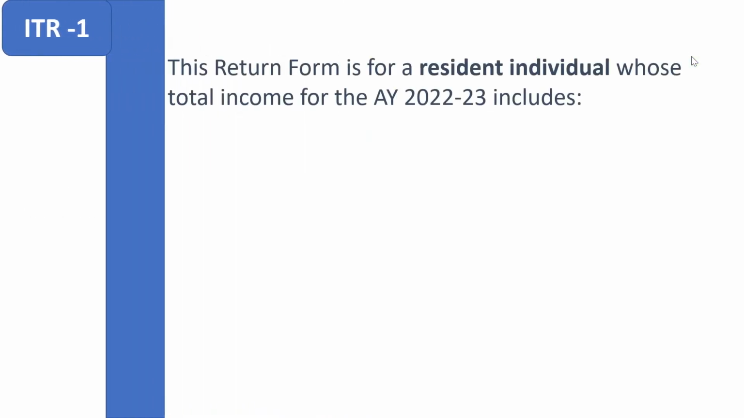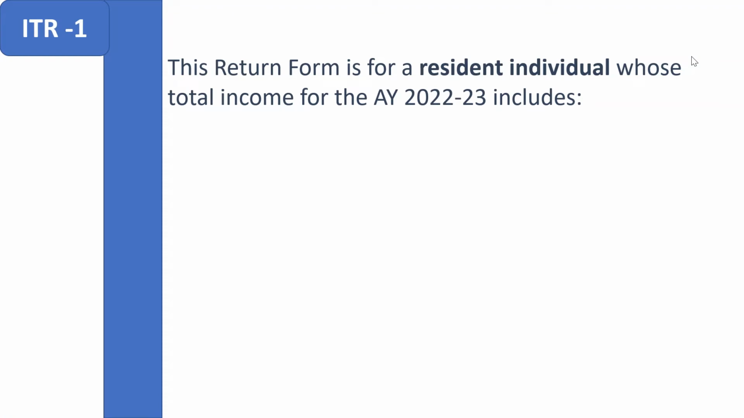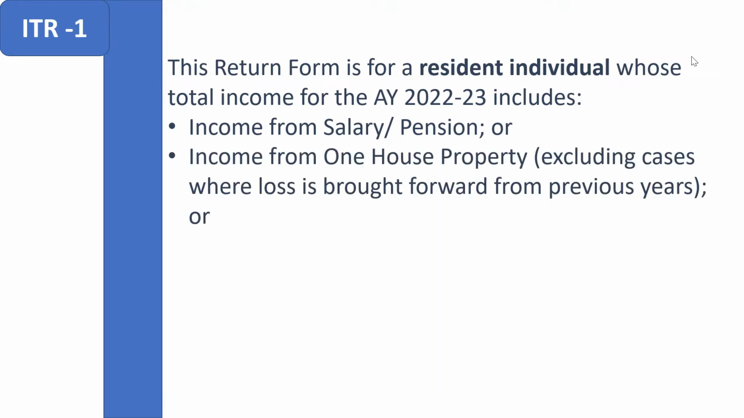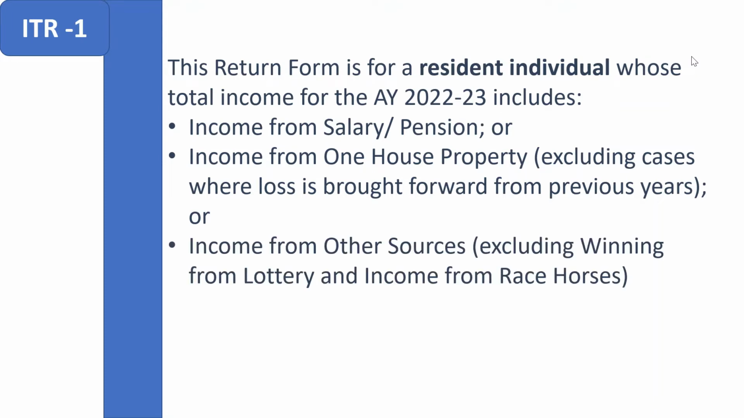So first, let's understand about ITR1. This return form is for a resident individual whose total income for the assessment year 2022-23 includes income from salary or pension, income from one house property excluding cases where loss is brought forward from previous years, or income from other sources excluding winnings from lottery and income from race horses, and agricultural income up to rupees 5,000.